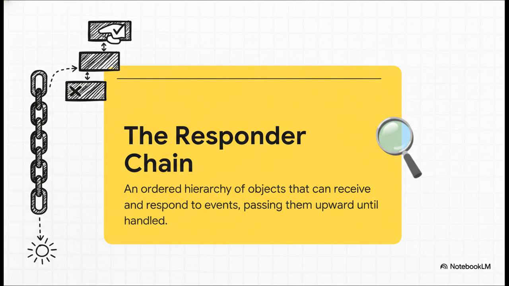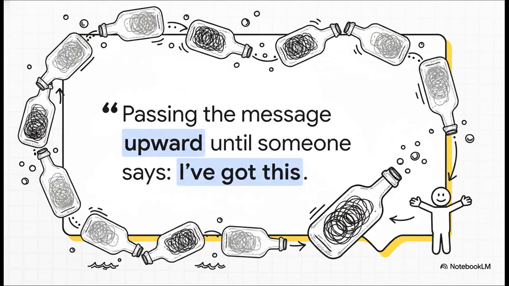If that object says, no thanks, the message just gets passed up the line, kind of like a note being passed in class. Yeah, this is the perfect way to think about it. It's just this simple idea of passing a message up the chain until one of the objects raises its hand and says, yep, I'll take it. I've got this. That, in a nutshell, is the entire concept.